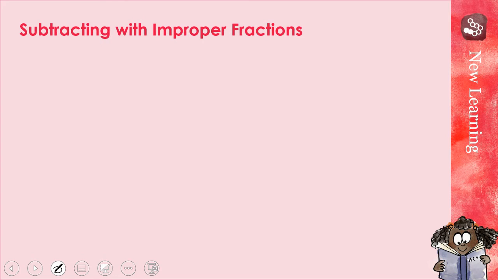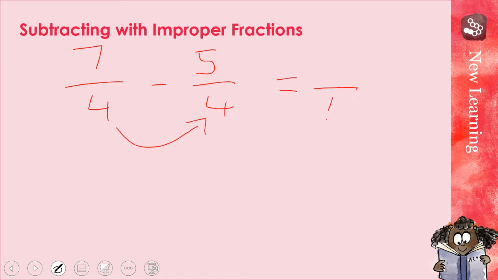What about subtracting? Well, good news is it's exactly the same level of ease. If I had 7 quarters, subtract 5 quarters, I can see that the denominators are the same. So they're going to stay the same in the answer. So what I'm doing is 7 subtract 5, which is 2. 2 quarters. Don't need to convert, don't need to simplify, leave the answer as it is.